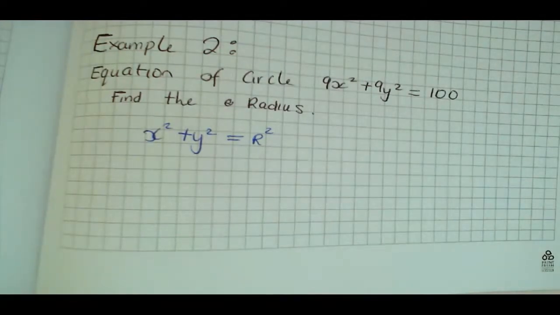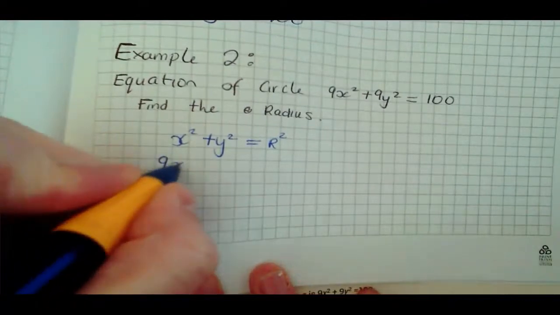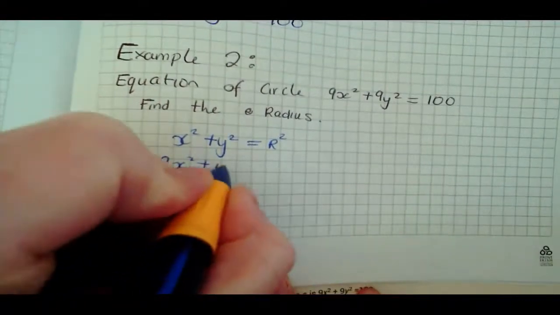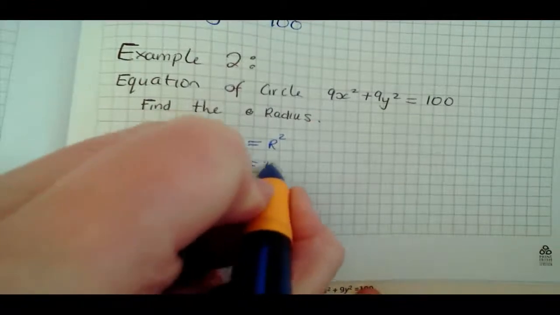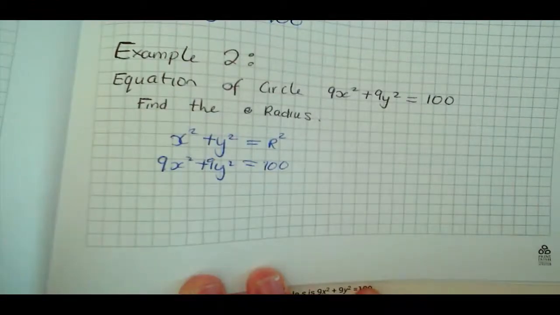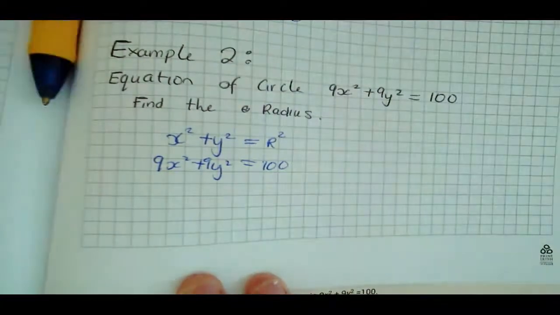So we need to be able to write the equation that we're given, 9x squared plus 9y squared is equal to 100, in the same form of x squared plus y squared is equal to r squared. So we'll write it out there now. So 9x squared plus 9y squared is equal to 100. So then it's not quite like it because we have the 9 in front of the x squared and the y squared there. So we need to get rid of that 9.